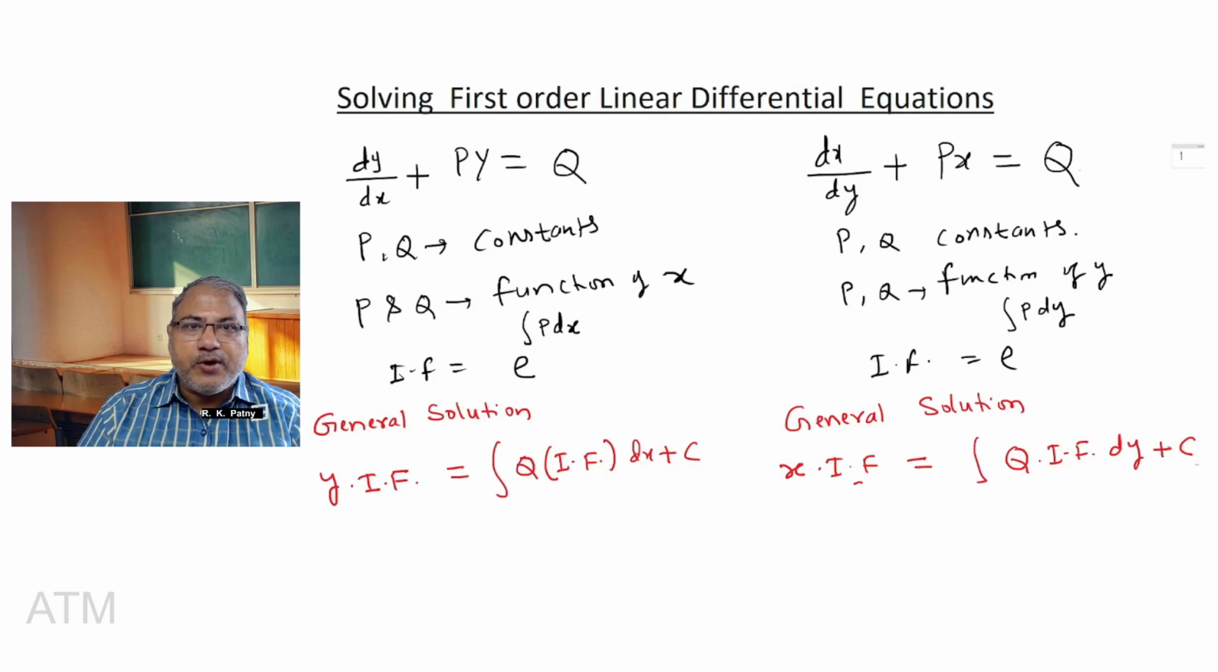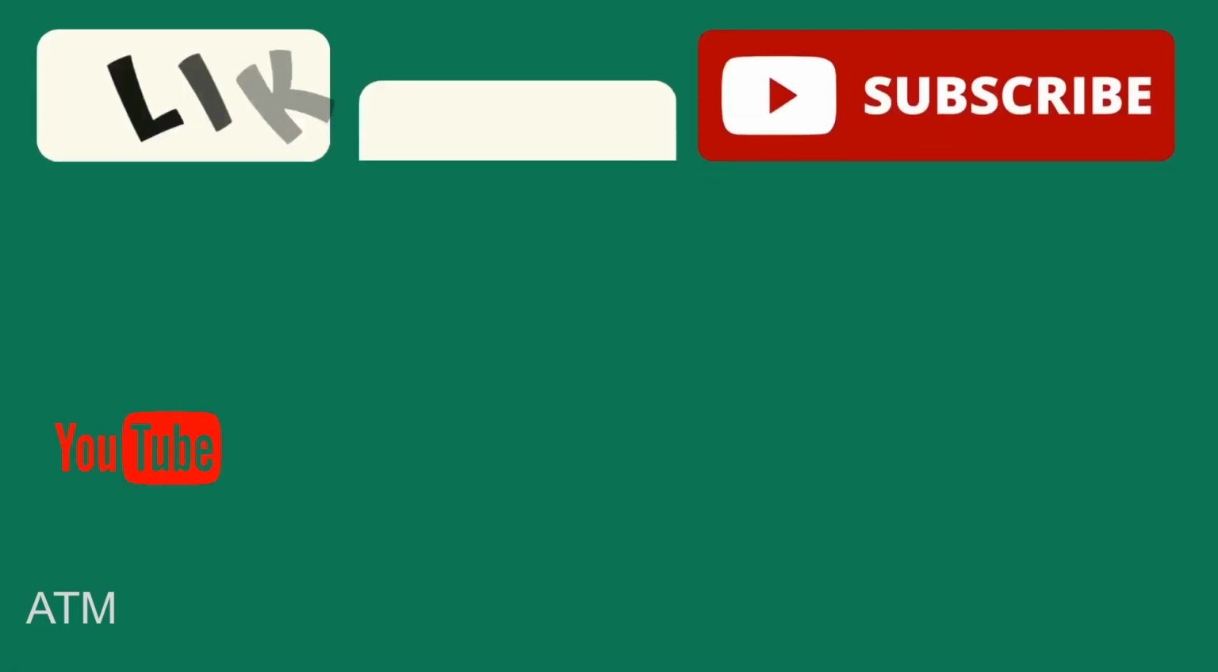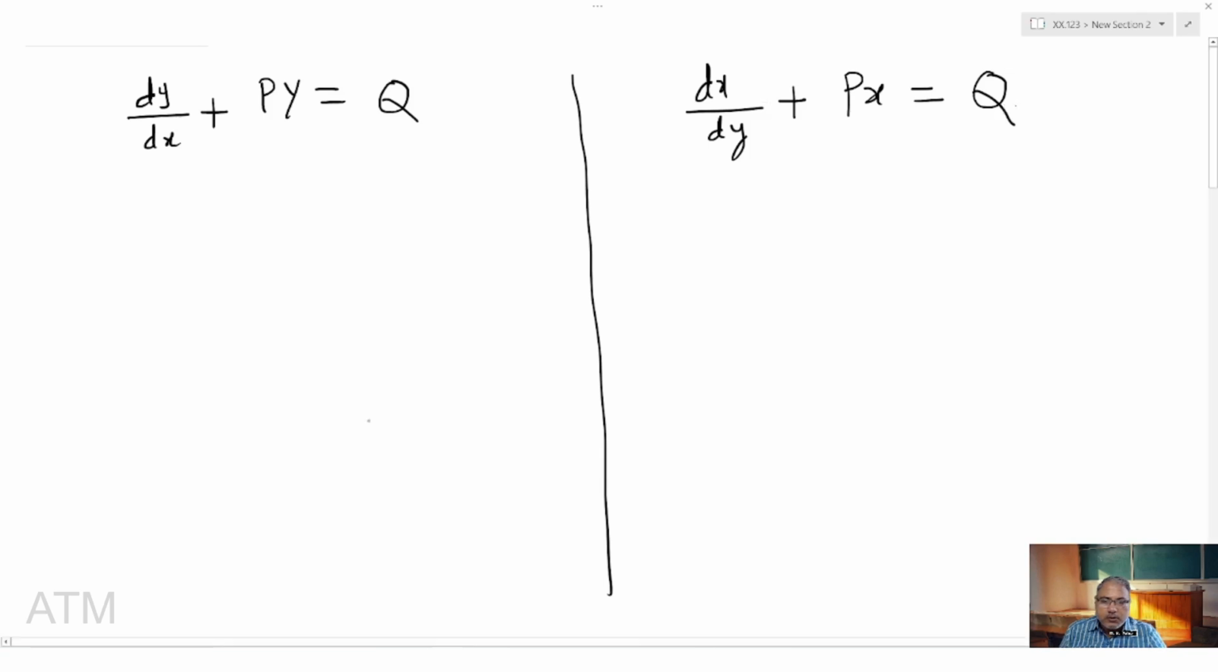In today's video, we are going to solve the problems related to linear differential equations. So what exactly are linear differential equations? Let us see first. There are two ways we can represent the linear differential equation. One form is dy by dx plus py equals q. The other form is dx by dy plus px equals q. So these are the two forms at the basic level of the linear differential equations.